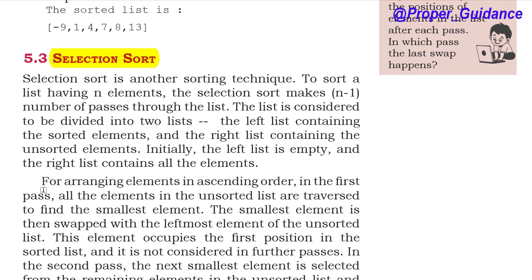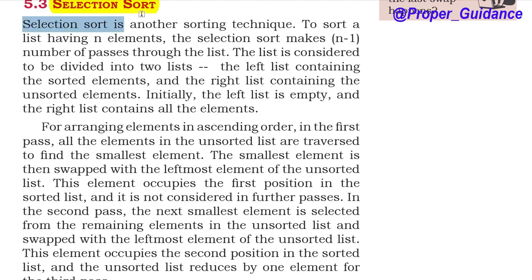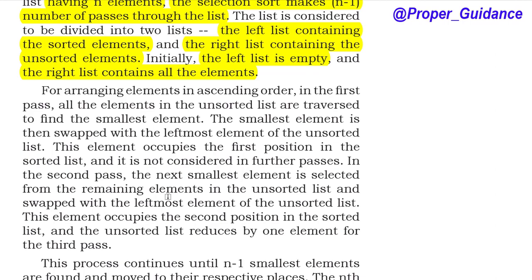See, selection sort is another sorting technique to sort a list having n elements. Here also there are n elements. The selection sort makes n minus 1 passes through the list. The list is considered to be divided into two lists: the left list containing the sorted elements and the right list containing the unsorted elements. Initially, the left list is empty and the right list contains all the elements.